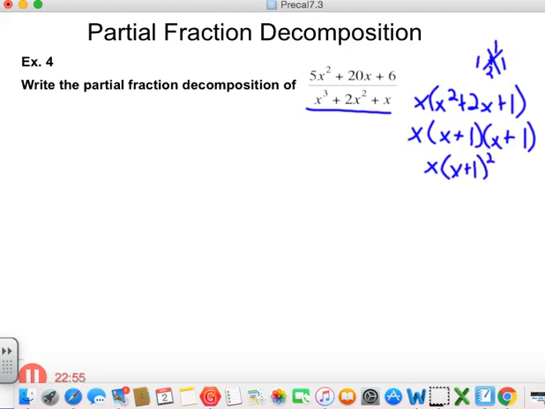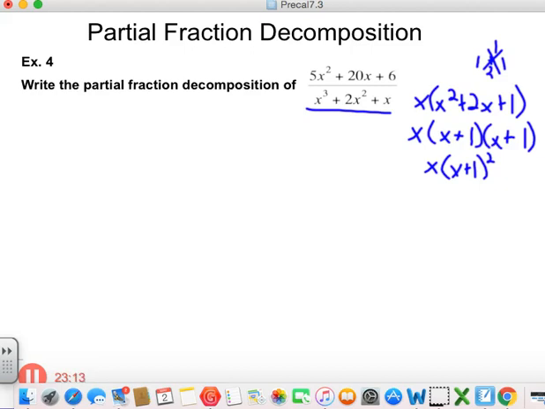All right, so what I was talking about is when you're writing your partial fractions right here, you need to be aware of using all the different powers of your factors. So right here, x plus 1 has a power of 2. All right?